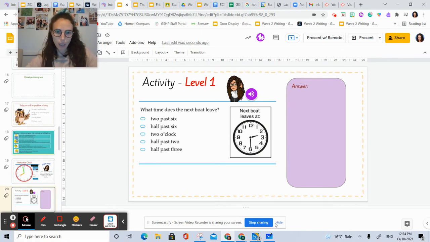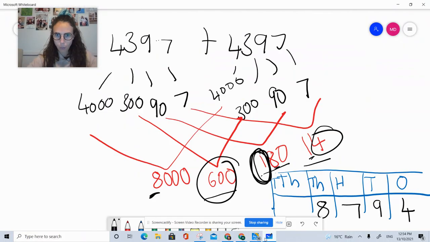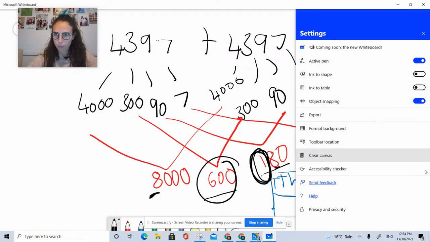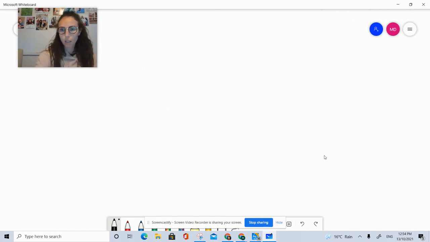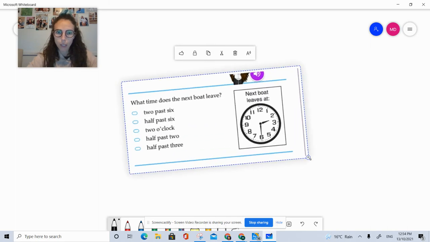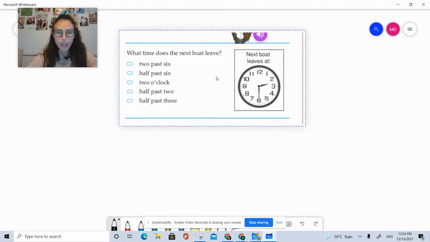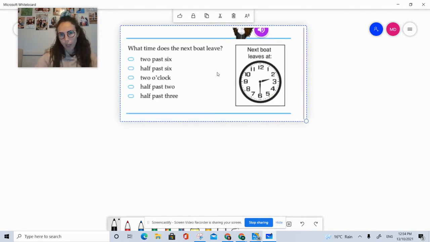Now I'm going to take a snippet. This is the first question I'm going to answer. I'll just put it on my whiteboard. It's one of my favorite tools, this whiteboard over here. So the first thing I'm going to do is just read the question, which is: what time does the next boat leave? And then I need to look at my multiple choice answers.